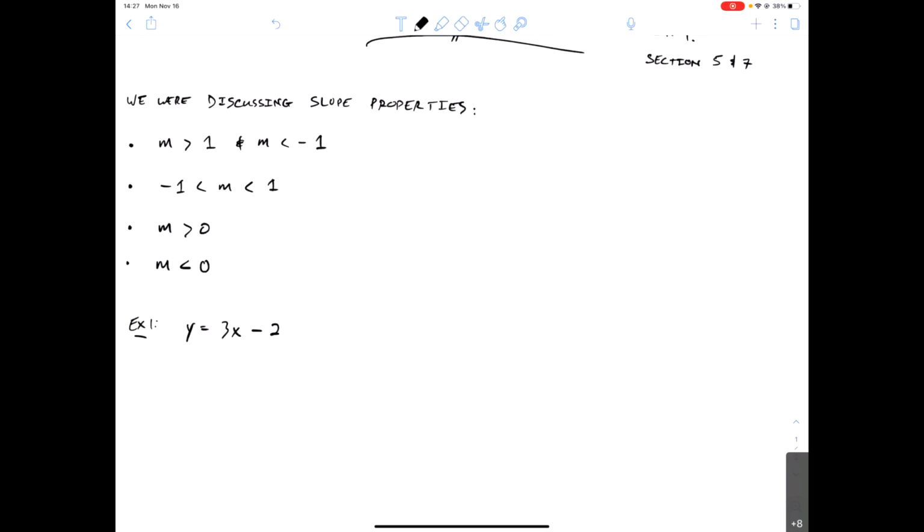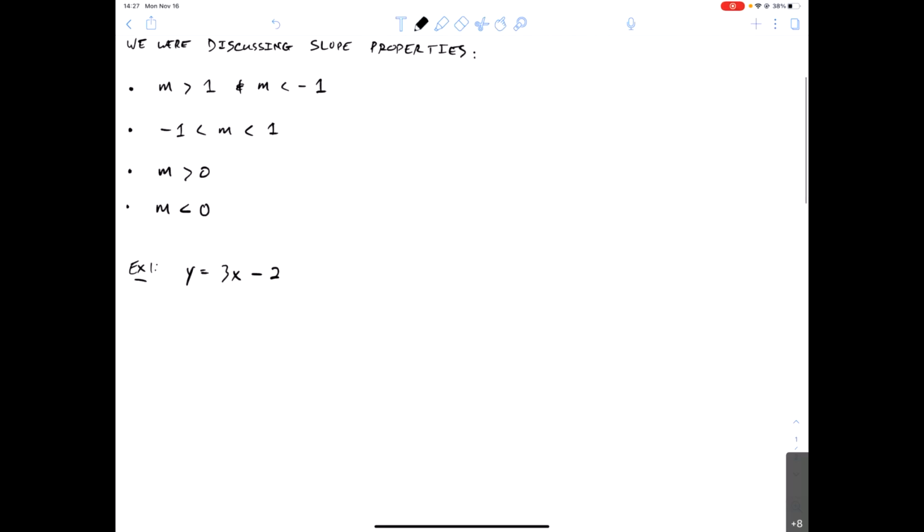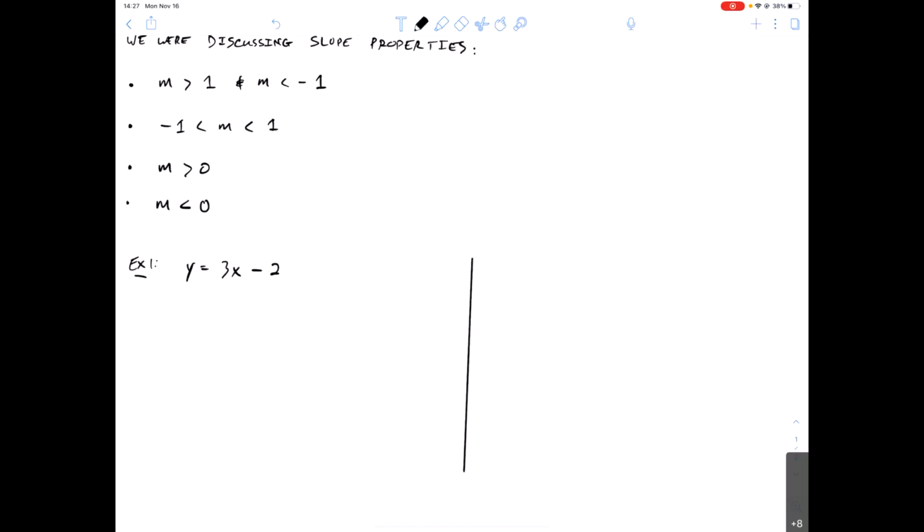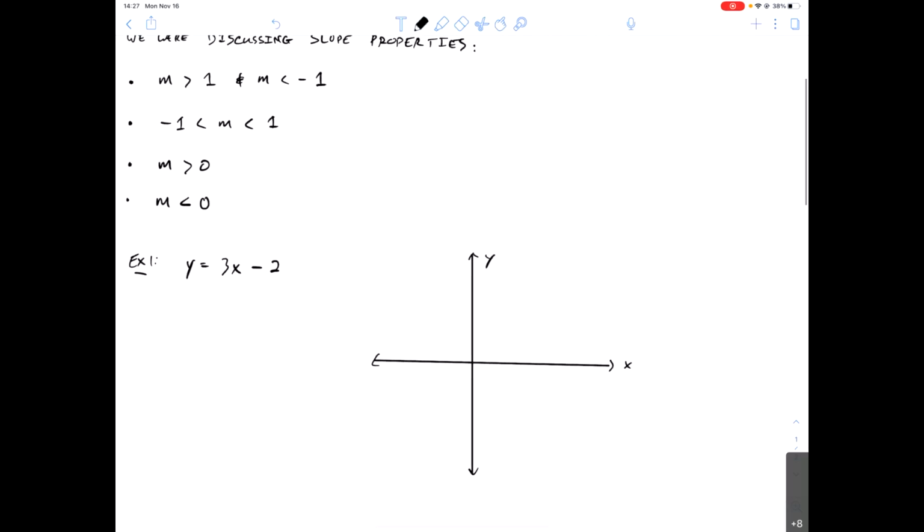I'm going to draw this graph really quick. I'll keep the properties of slope right there so you can keep it as a visual. So I'll draw the y-axis and x-axis, with tick marks 1, 2, 3, 4 in each direction.